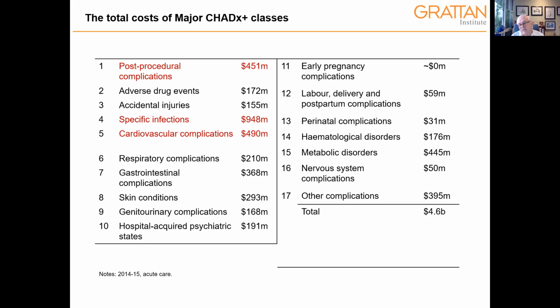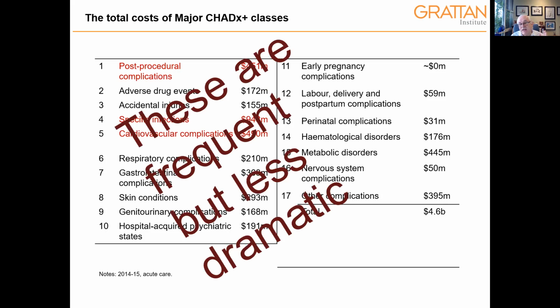And so what we're showing here is that these small hospital-acquired complications, the infections and so on, and post-procedural complications, add up to a lot of money. In fact, $4.6 billion.